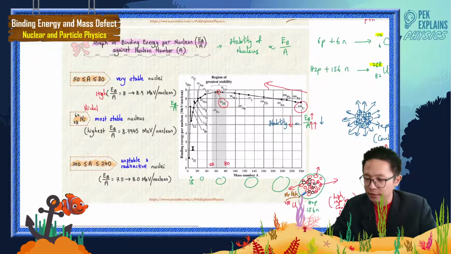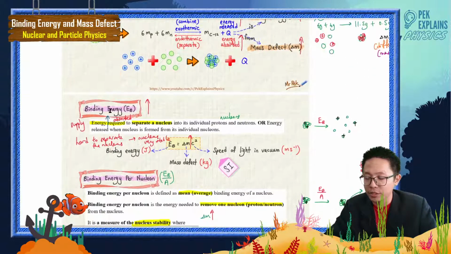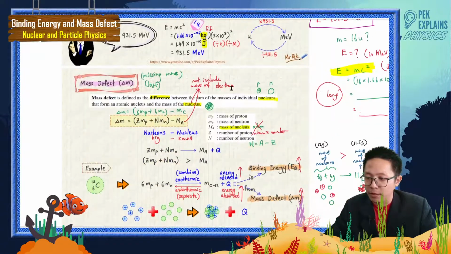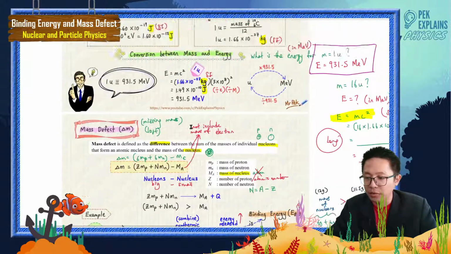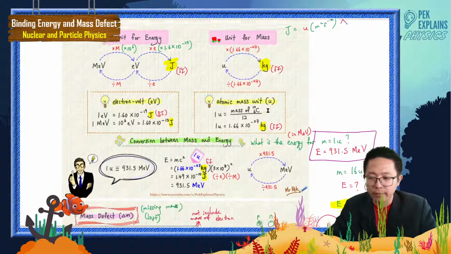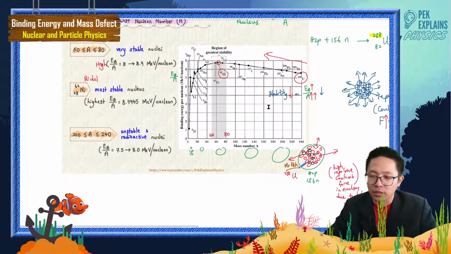Okay, so I think that's all for this part. Later on, I will discuss some problems on how to calculate the binding energy and binding energy per nucleon, and all the E equals mc squared. How to convert the unit between mega electron volt to joule, atomic mass unit to kilogram. I will talk in the problem solving part. All right, so this is the concept only.